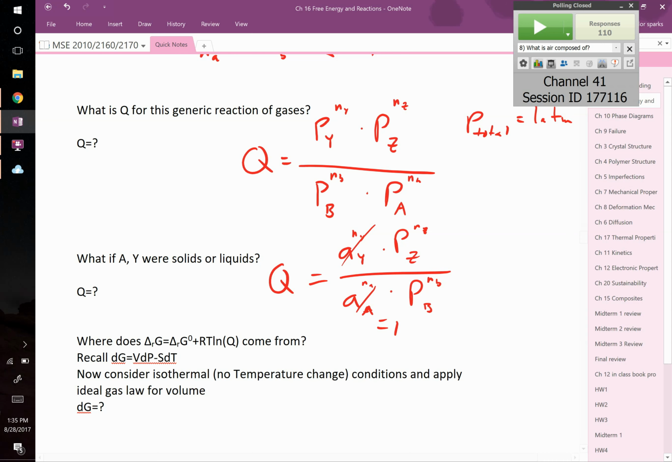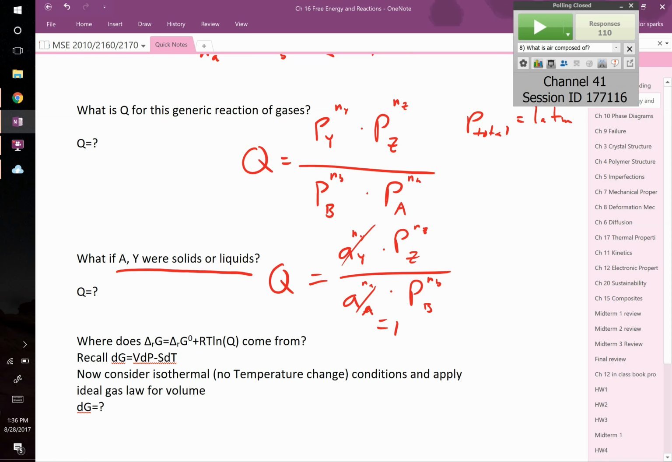So the reason that only Y and A get changed to B and C instead of pressure is because we stated that they were solids and liquids. If I'd said B and Z, then it would be reverse, or whatever else. Or if they were all solids, then it would all be 1. Q would be just 1. It'd be 1 divided by 1 if they were all solids, right? Then we won't have to worry about that term.